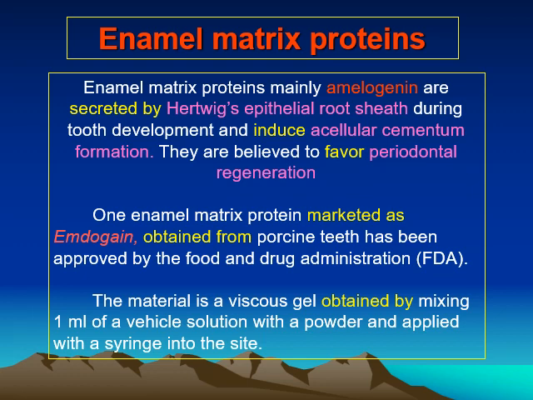The enamel matrix proteins, mainly amelogenin, are secreted by Hertwig's epithelial root sheath during tooth development and induce acellular cementum formation. They are believed to favor periodontal regeneration. One enamel matrix protein marketed as Emdogain, obtained from porcine teeth, has been approved by the Food and Drug Administration, FDA. The material is a viscous gel obtained by mixing 1 milliliter of a vehicle solution with the powder and applied with a syringe into the site.